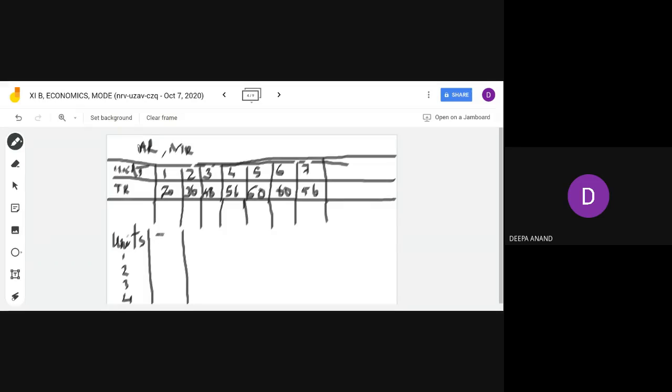Units and TR is given. So it is very easy to find out MR first, because MR is simply, for every additional unit, what is the revenue increase? So the TR column, 20. Do you understand? Yes, ma'am. What is marginal revenue? The revenue from each additional unit. Marginal always means each additional.